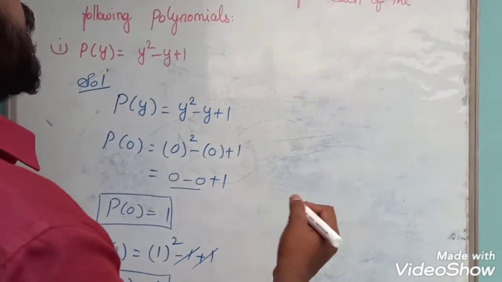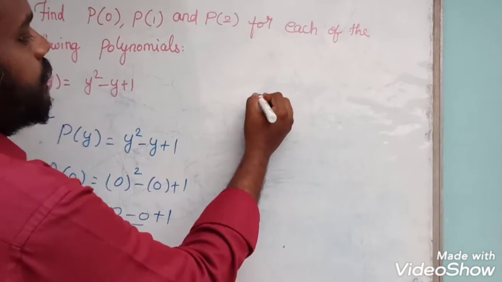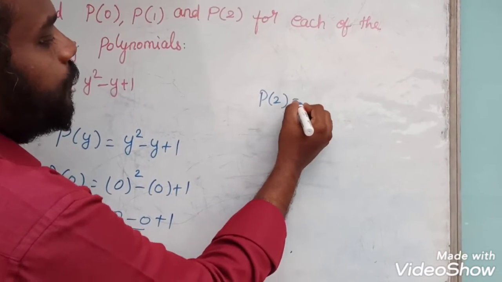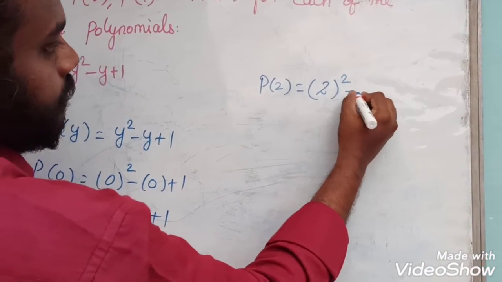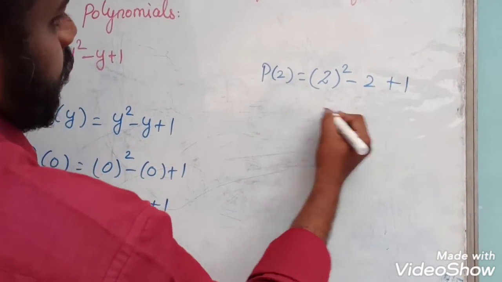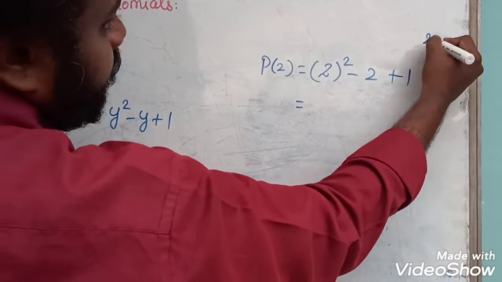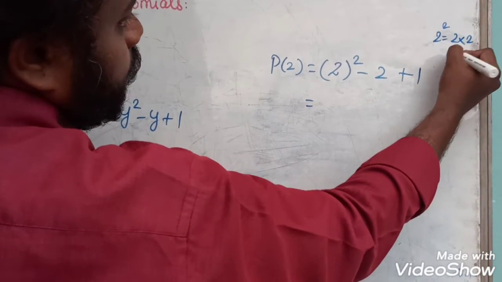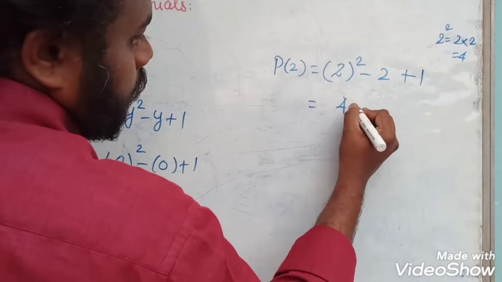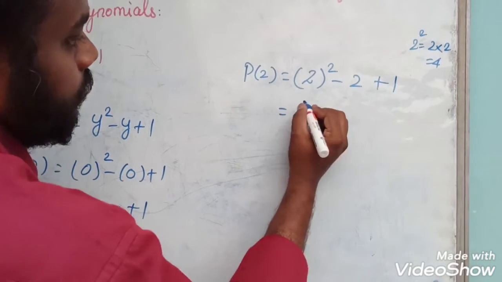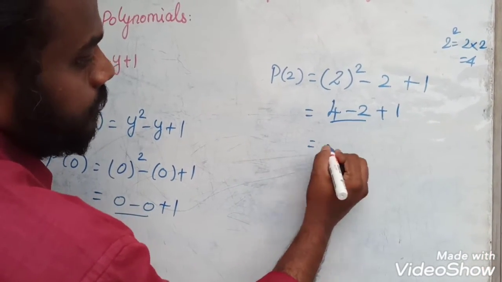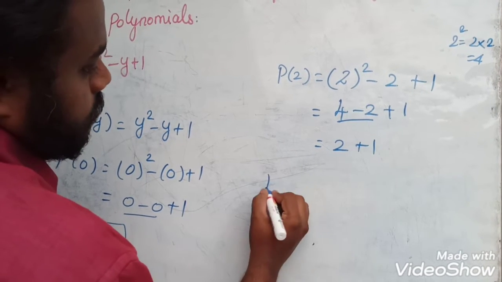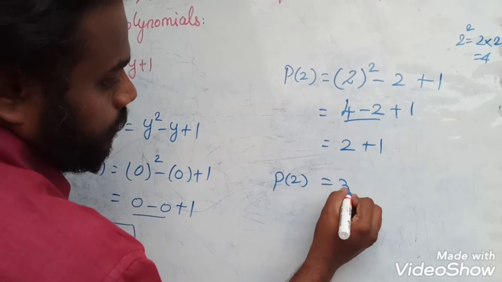Last but not least, instead of y, substitute 2. So p of 2 is equal to 2 whole square minus 2 plus 1. So 2 square can be written as 2 into 2, we get 4. So 4 minus 2 plus 1, 4 minus 2 is 2, plus 1. So p of 2 is equal to 3.